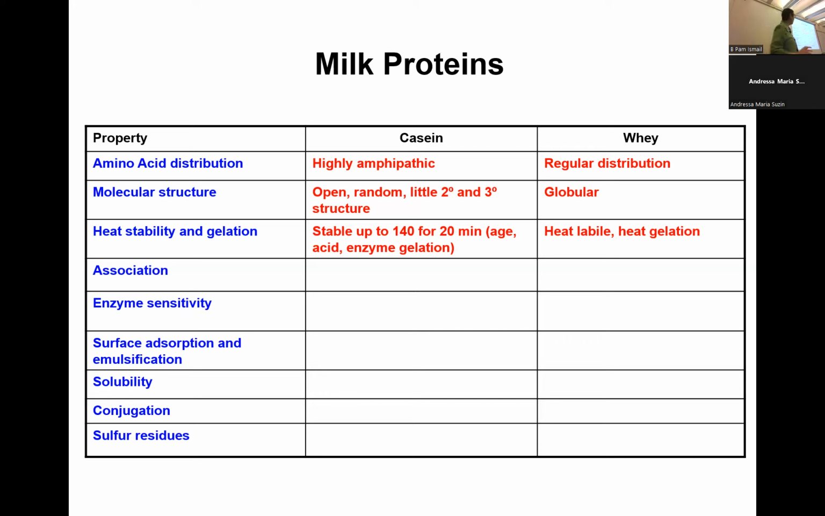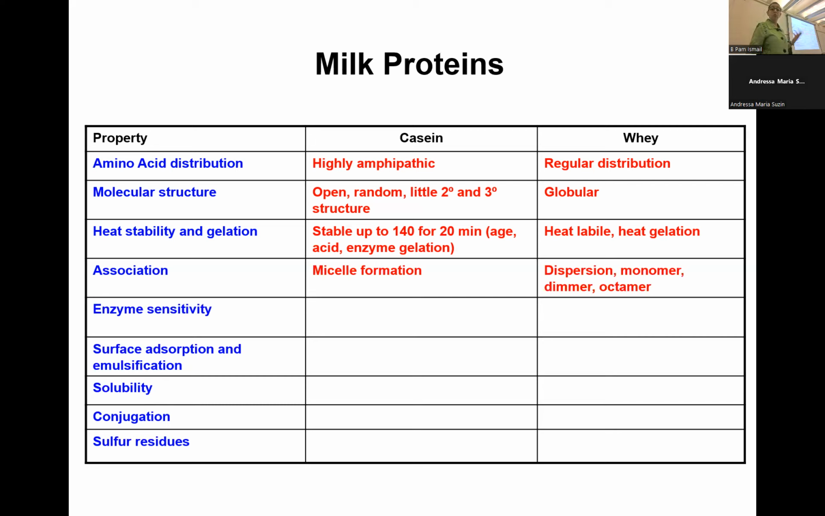All right, what about association? So how do the casein associate? Yeah, so we're forming what? Micelles. Whereas whey, no, we form dimers, monomers, octamers, whereas casein form more organized quaternary structures. These are called micelles. So you want to understand the micelle formation and how casein molecules associate to form a micelle.